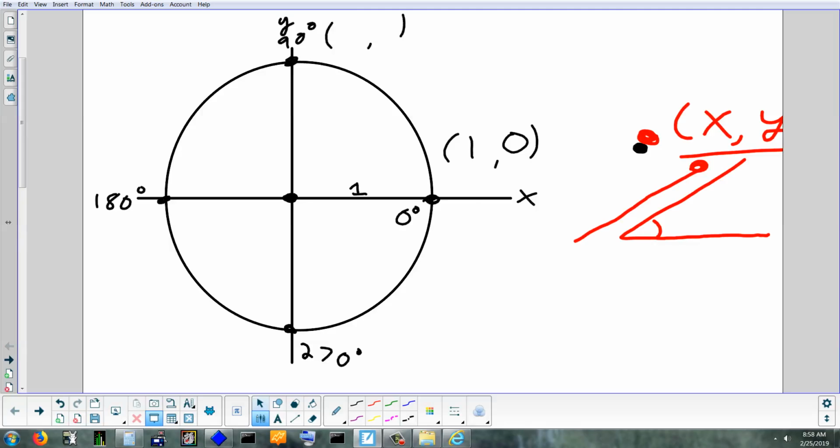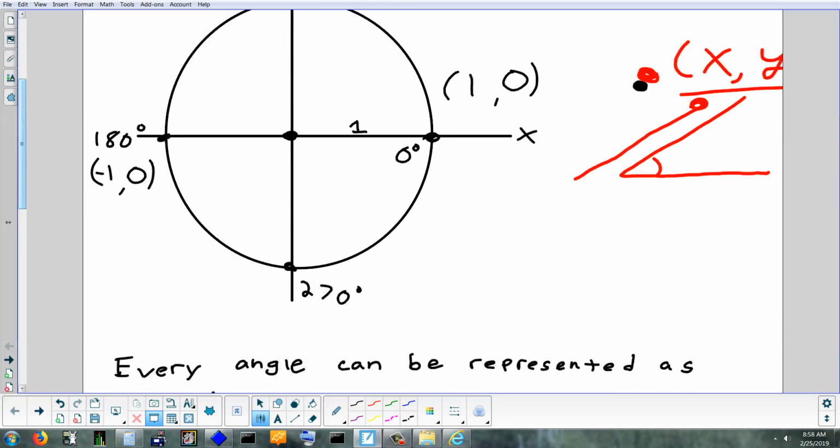Yeah, Devin? 0, 1. Yep. And that's always the coordinate for 90 degrees, 0, 1. How about, Connor, how about 180? -1, 0. Yep. So there's your coordinate for 180 and 270. How about Jasmine? What would be the coordinate for 270? 0, -1.